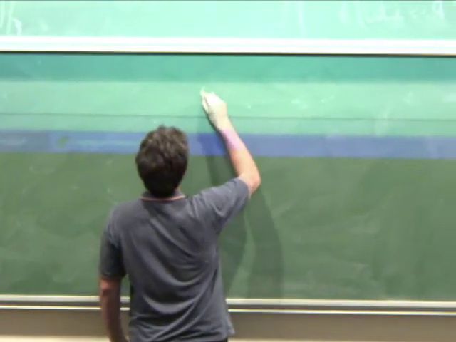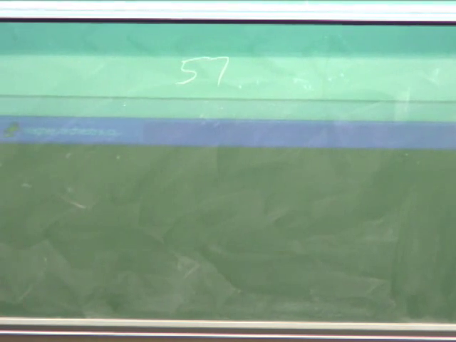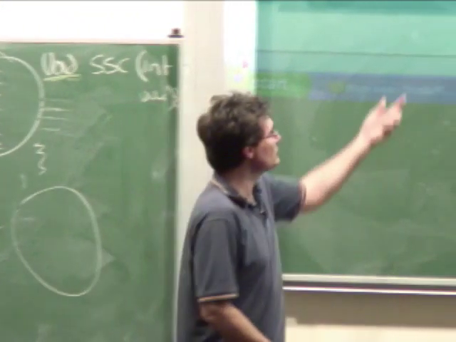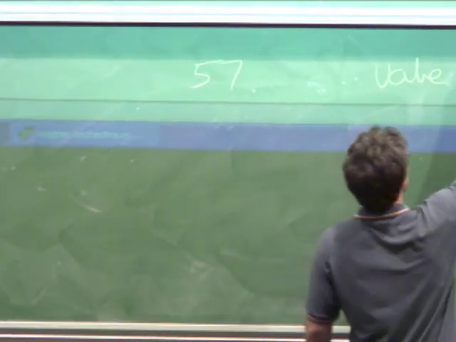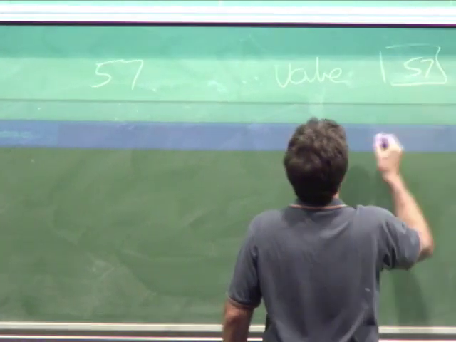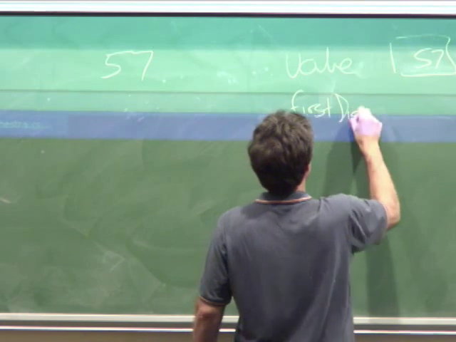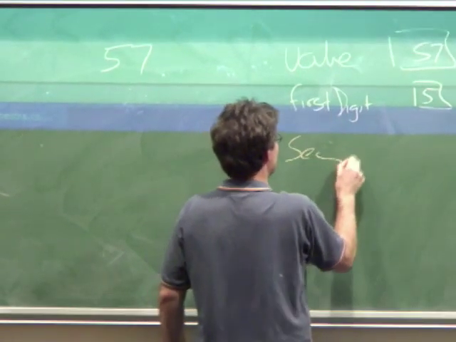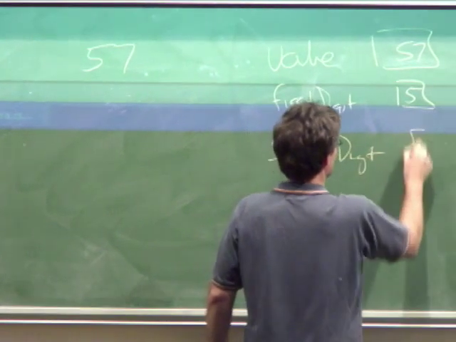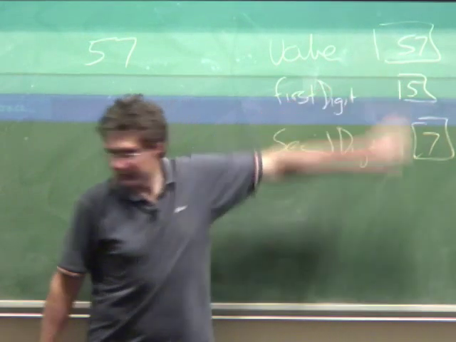If you've got a number like 57, before you break it up, it's interesting to know it's 57. Its value. Maybe that's stored in something called value. We've got a variable called value and it contains 57. We'd also like to have a variable called something like first digit, say, which just contains 5, and something called second digit that contains 7.